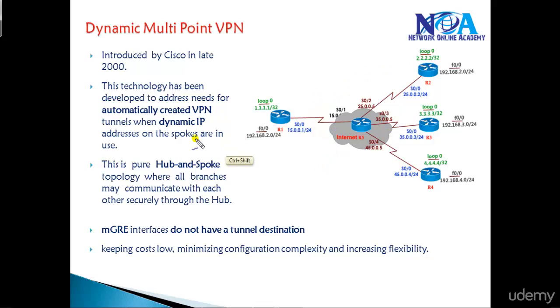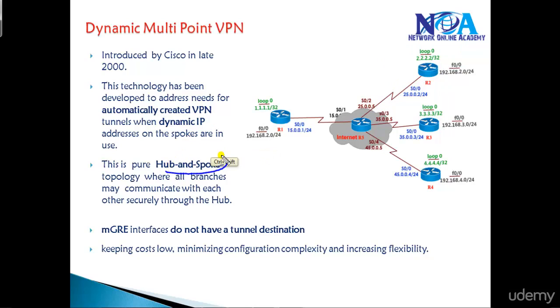And one more major advantage we get is on the spokes, that is on router 2, router 3, and router 4, we can have dynamic IP addresses. Dynamic IP address means something given by the service provider, which keeps on changing via DHCP. Let's say the IP address is 25.0.0.2, and probably the next day it changes. Even then, the VPN will still work. So that's something that dynamic multi-point VPN supports.